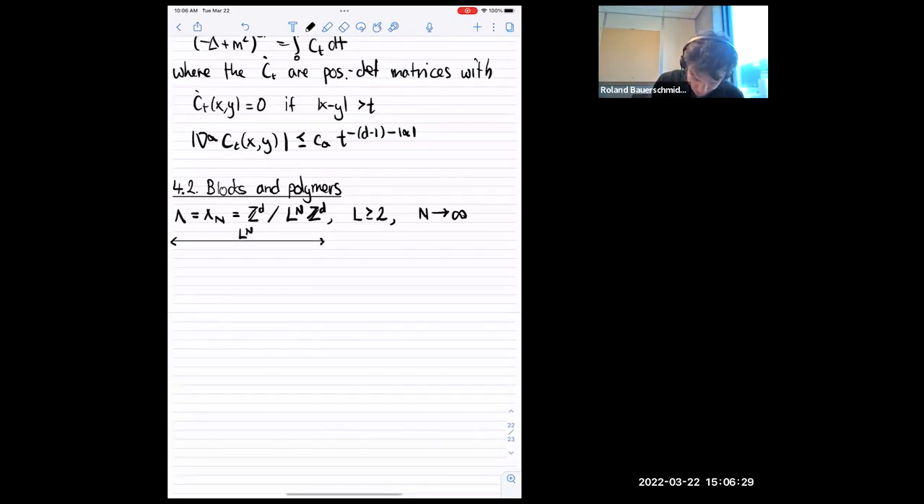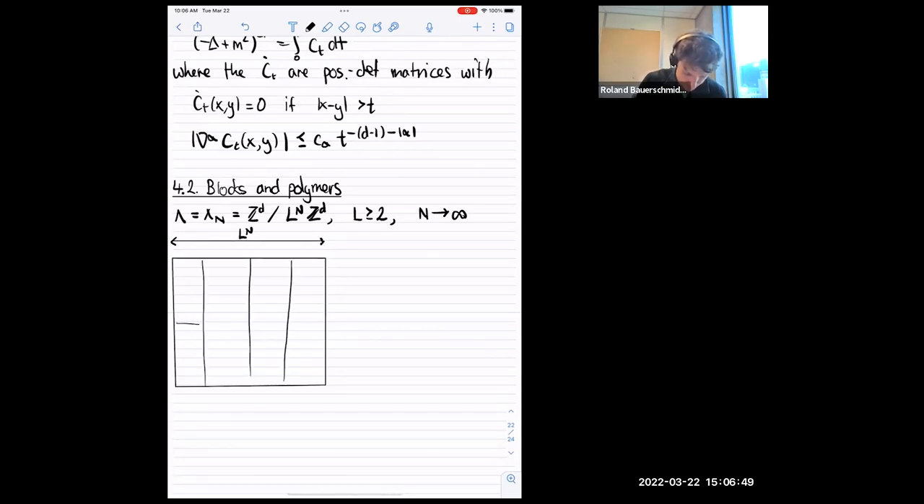It has side length L^N. And because it has side length L^N, well, we can subdivide it into a grid of boxes of side length L^(N-1), and then we can subdivide again into blocks of L^(N-2), etc.